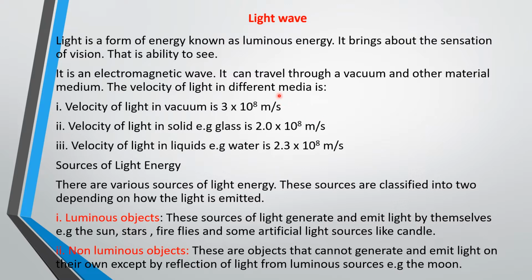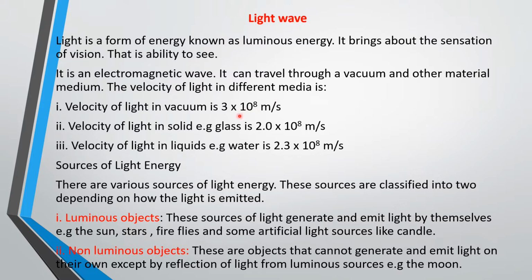So light is a form of energy that is known as luminous energy. And what light helps you to do is that it helps you to see. It brings about the sensation of sight or the sensation of vision, and that is why you can see. It is the rays of light that we see that give us that sensation of vision. So light wave is a form of electromagnetic wave, and it can travel through a vacuum and other material media.